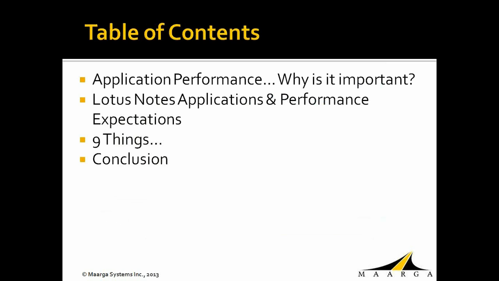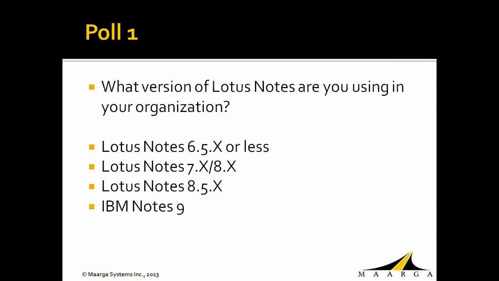So here's the table of contents for today's webinar. What we will see up front is a small introduction on what is application performance and why it is important, what happens to functionality, and how these two are interrelated. Secondly, we will go through Lotus Notes applications specifically and performance expectations. Then we'll go to the core of the topic itself: what are those 9 things that we are speaking about? And then the conclusion.